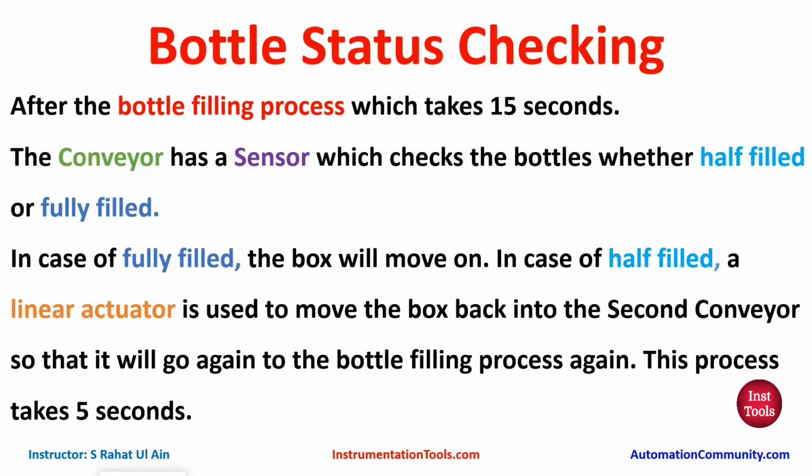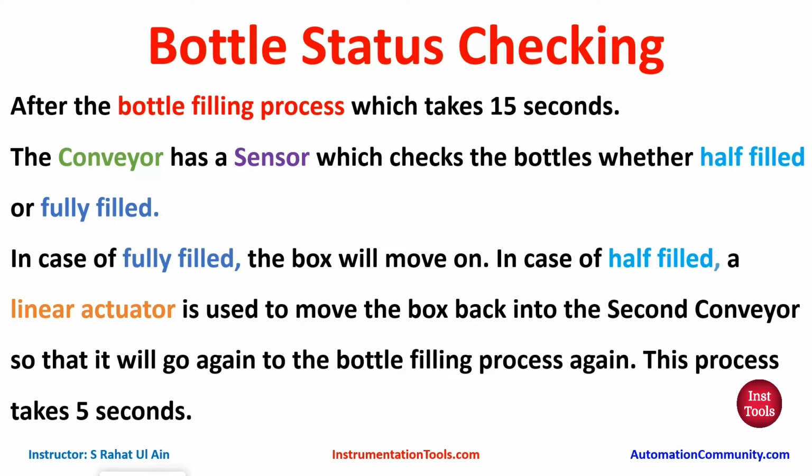So the bottle is moving along a conveyor belt system and then it reaches the sensor 1, which will detect the presence of a bottle at the filling station. And at that station, the conveyor will stop and the filling will start for 15 seconds. So after 15 seconds, filling has completed and the conveyor will again start. And after that, there is another sensor there which will detect the bottle is half filled or fully filled. So if the bottle is fully filled, the conveyor will not stop.